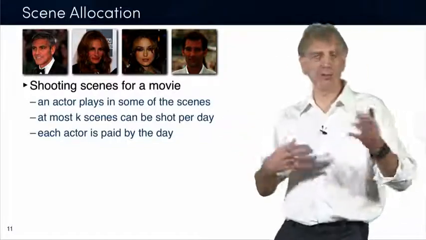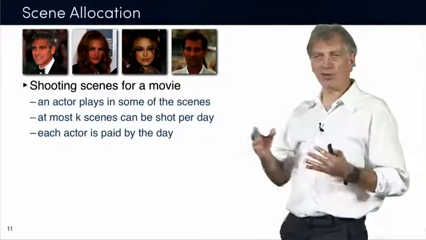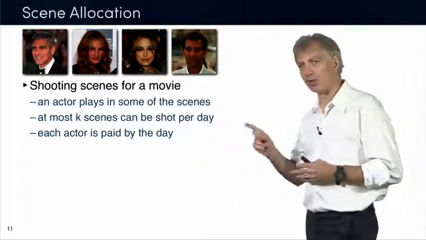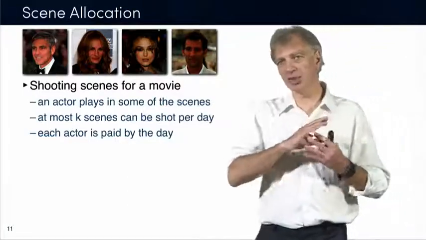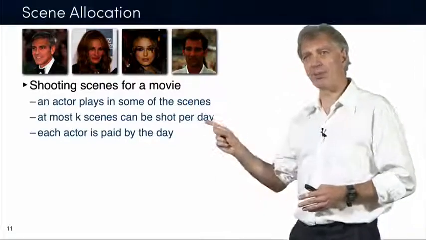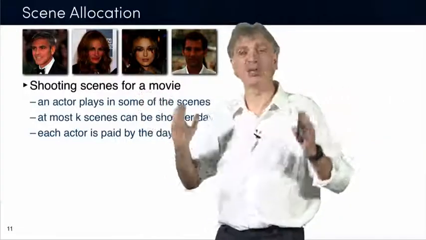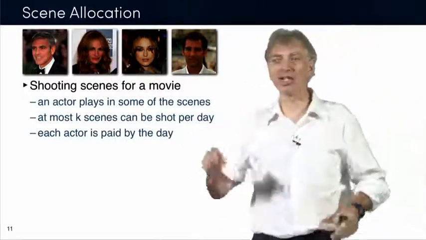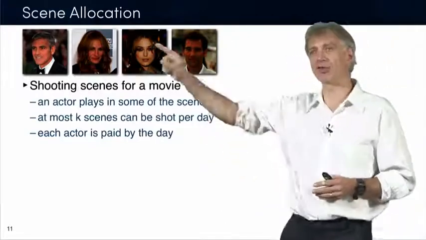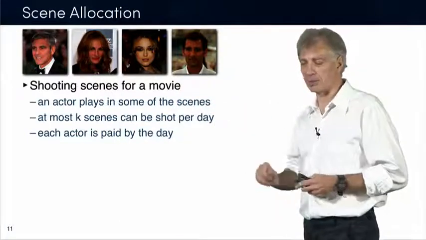And an actor plays in some scenes and not in some others. And we have a very strong constraint, which is that at most K scenes can be shot on a particular day. So you can shoot K scenes per day, not more than that. Every actor is paid by the day, whether he shoots one scene on that day or K scenes. As soon as the actor is on the set for a particular day, you have to pay his fees. And of course, these actors have different fees. So that's what makes the problem interesting.